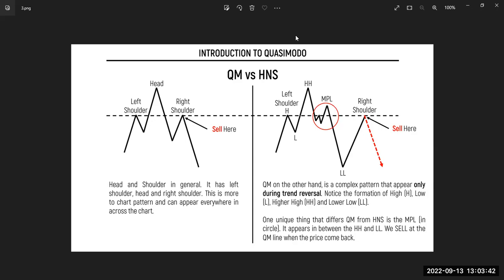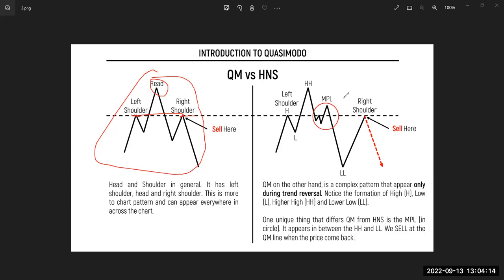As you can see here, this is a head and shoulder pattern. We have the left shoulder, we have the right shoulder, and we have the head here. Generally, the left shoulder is mitigated by the right shoulder. That means both the left shoulder and the right shoulder are almost equal.